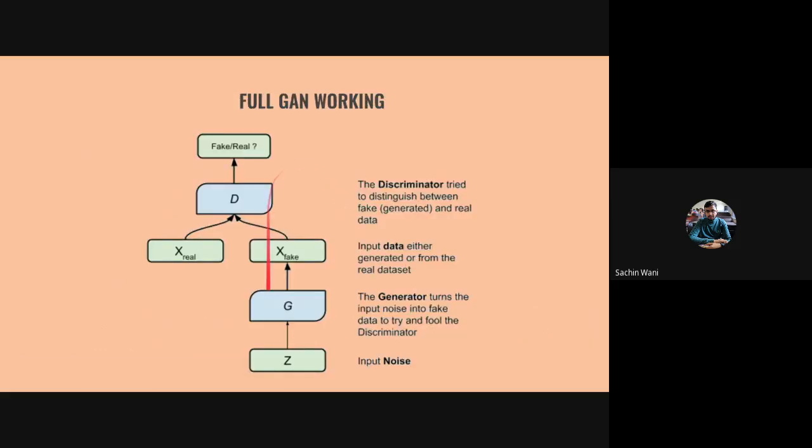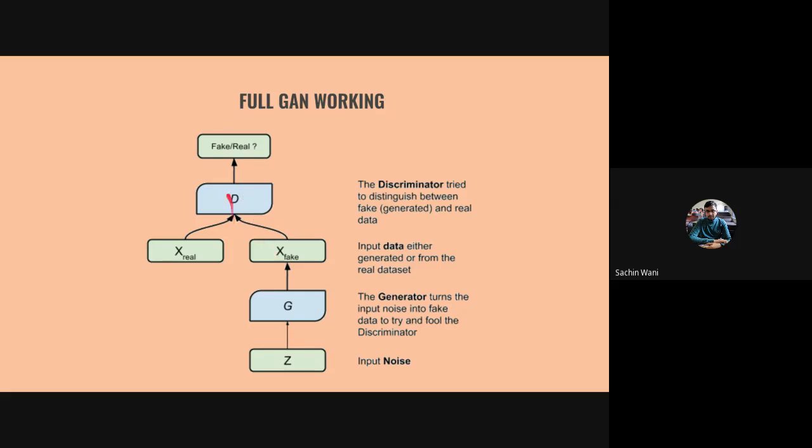So connecting the whole network together, we can see the full generative adversarial network working. What we start with is some input noise, and the generator turns this input noise into some fake data, which is in our case the images, and we try to fool the discriminator. So X of fake is the set of generated fake images, and X of real is the set of real images that we already have. The discriminator's work is to try to distinguish whether the images that are inputted are fake or real. So that's the whole working of GANs.